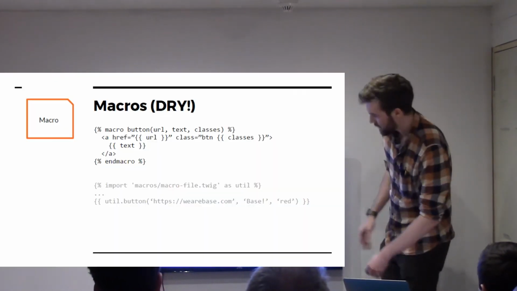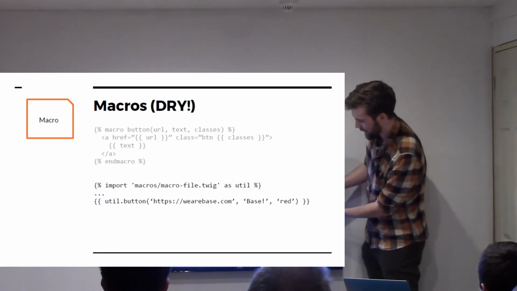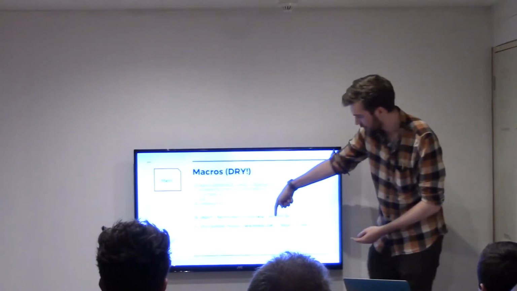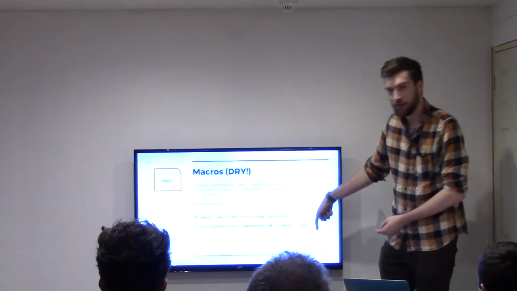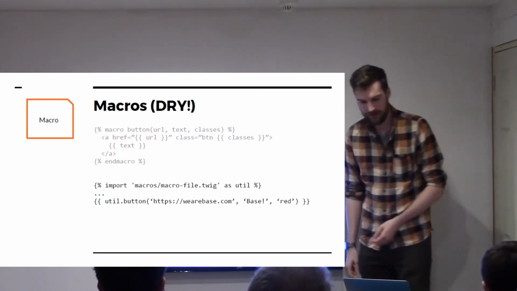And the way you use that is you import the macro file. So this will be in our file. And you import it in as a variable. And then you just go util.button and then give it the URL, give it the name, and give it a class. But you can automate those things as well. If the class is missing, you can automatically add classes.